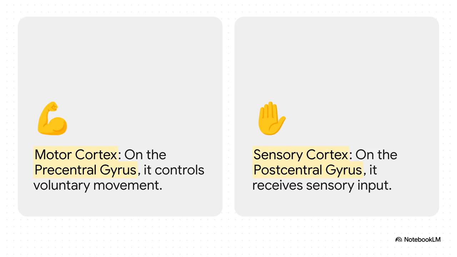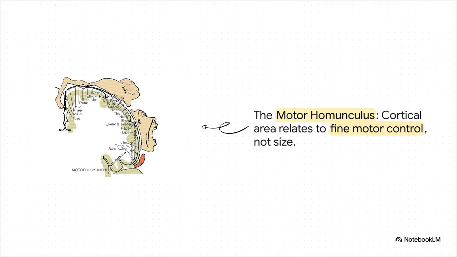pressure, and pain. And this brings us to a really famous and kind of weird concept called somatotopy, which is shown perfectly by this little guy, the motor homunculus. This is basically a map of your body laid out across the motor cortex. But you can see how totally distorted it is, right?